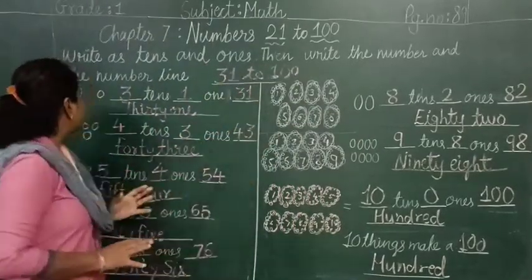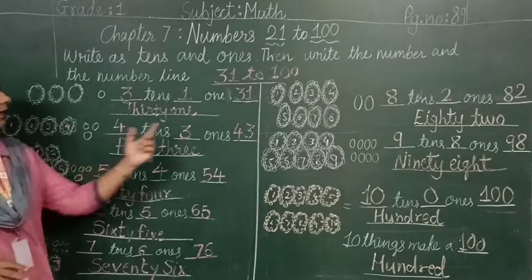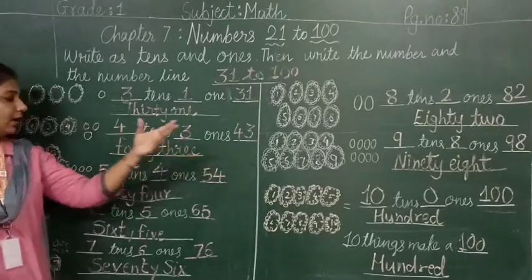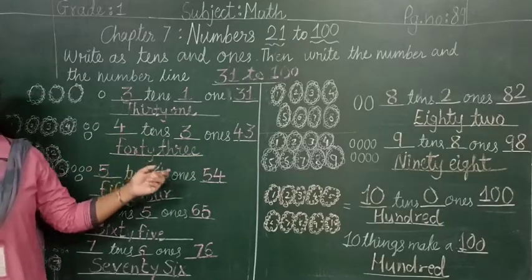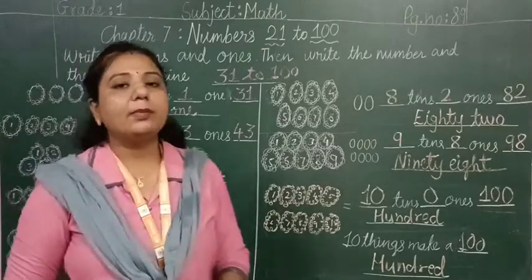Students, here we have done 31 to 100. See, it is very easy. You just have to count the tens. After that, the ones. In this blank, you have to write it down over here. After that, in words, you have to write it down. So, I hope this concept will be clear.